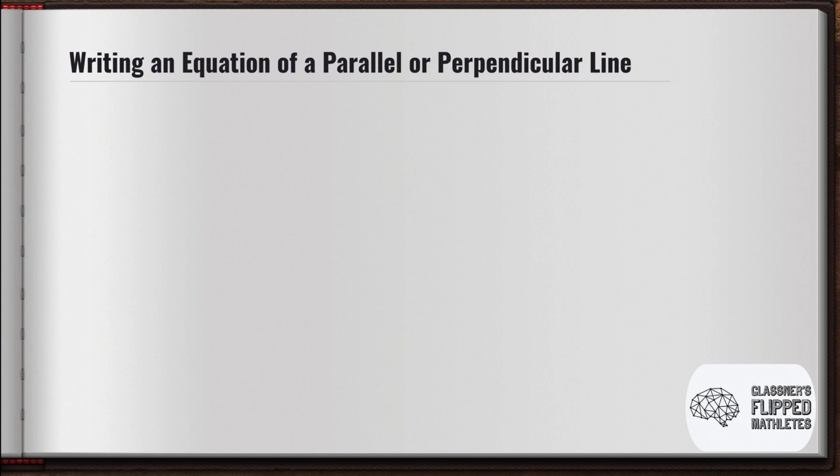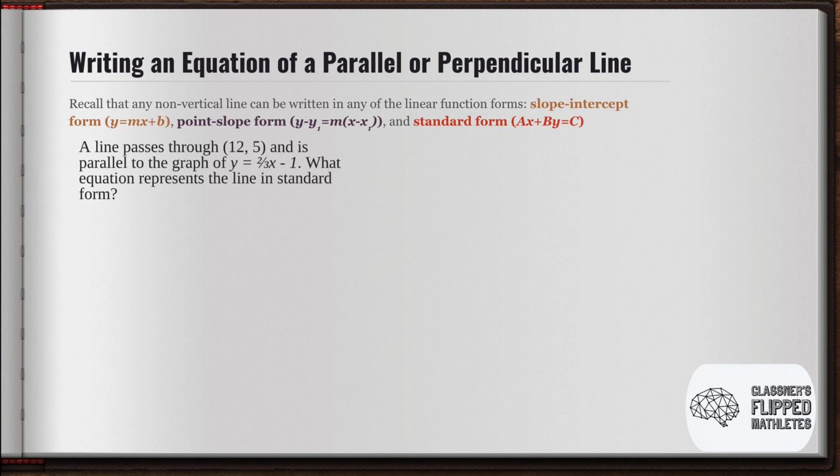So let's write an equation of a parallel or perpendicular line. Remember that when you write a line, you have access to all three equation forms: slope-intercept, y equals mx plus b; point-slope form, y minus y1 equals m times x minus x1; and standard form, ax plus by equals c. And you might need to move between them depending on the needs of the scenario.